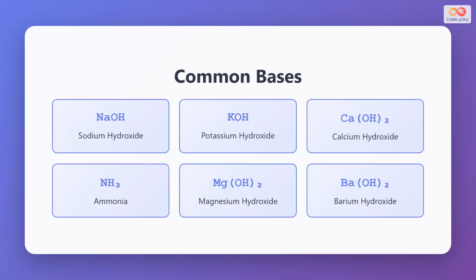Here are 6 common bases you'll encounter in chemistry. Sodium hydroxide, NaOH, and potassium hydroxide, KOH, are strong bases used in industry and laboratories. Calcium hydroxide, Ca(OH)2, is found in cement and mortar. Ammonia, NH3, is a weak base commonly used in cleaning products. Magnesium hydroxide, Mg(OH)2, is used in antacids. Finally, barium hydroxide, Ba(OH)2, is another strong base used in analytical chemistry.